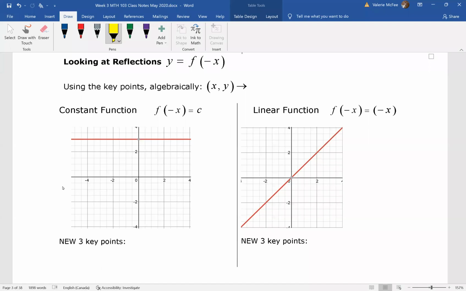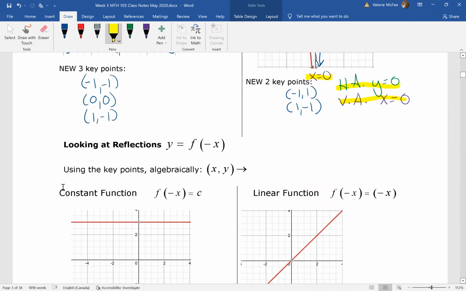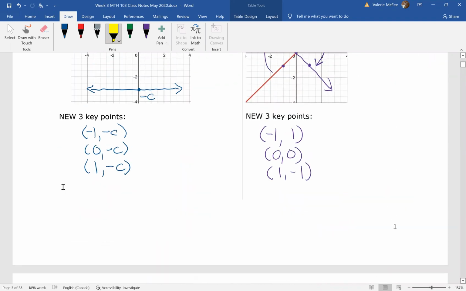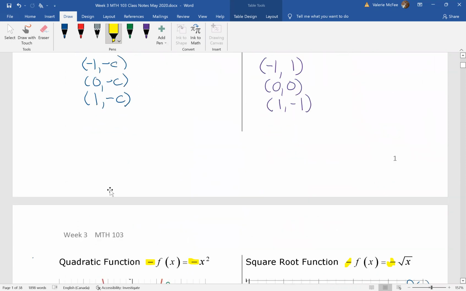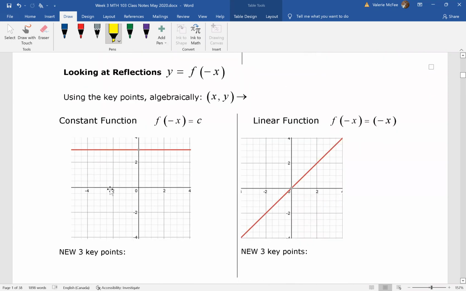So look at this equation, y equals f of negative x. Do you notice how it's different from what we looked at in the last lecture? For that one, the negative was outside of the function. We were changing y. Now we have the negative inside the function. We're going to be changing x. So if you think about those key points that you've memorized, this time we're finding the negative of x and y is staying the same.